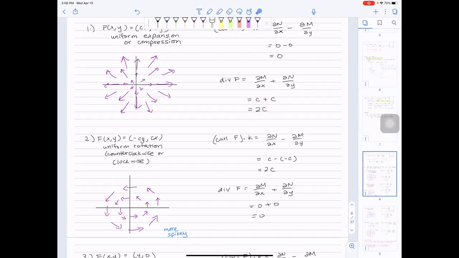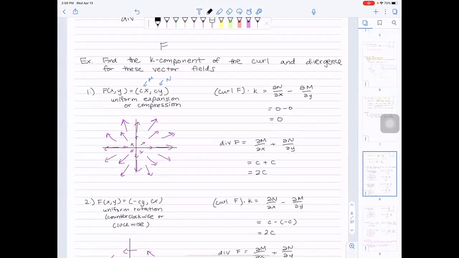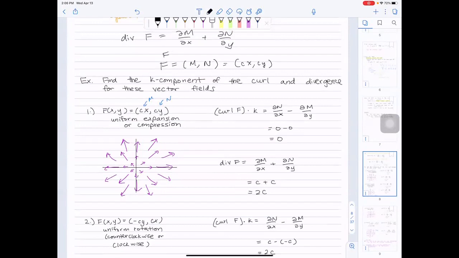What are you classifying as M and then? M is always your first component, N is your second component in your vector field. So F is given as M, N in 2 dimensions, which is right now cx, cy. In 3 dimensions, I define it as M, N, and P.